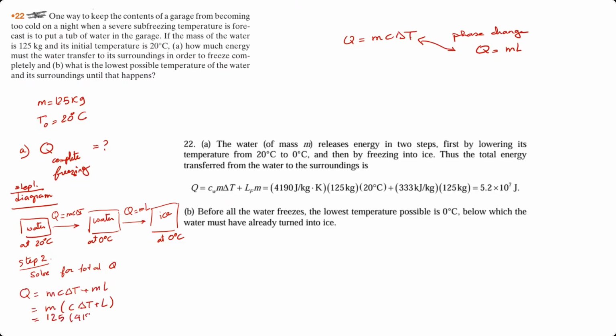The mass is 125, c is 4186, and delta T is, well, 0 minus 20. And the latent heat of fusion, I can look it up from the table of constants again. 333 times 10 power 3 joules per kilogram. And I'll just calculate the total Q. This will be 5.2 times 10 power 7 joules.